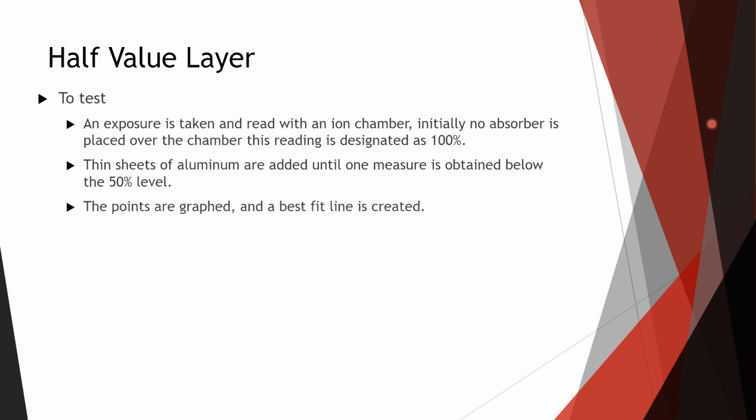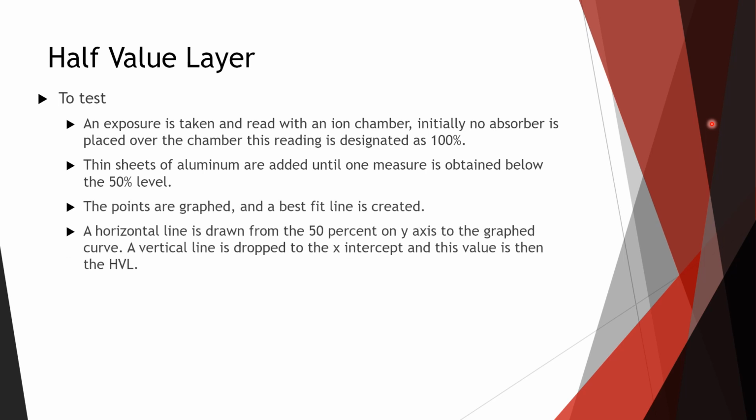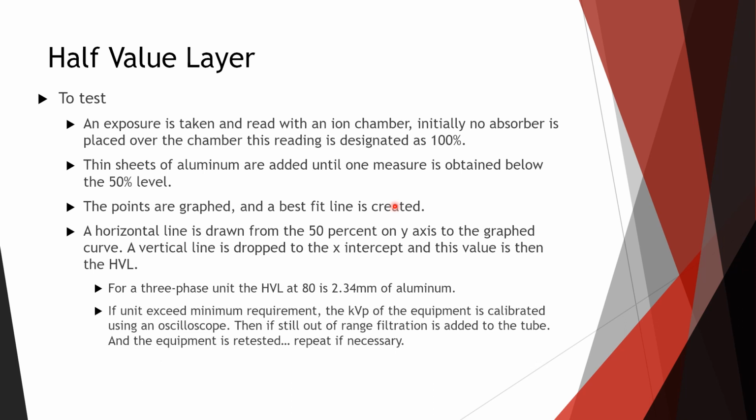The points are graphed and a best fit line is created. The horizontal line is then drawn from the 50% on the y-axis to the graphed curve. Then a vertical line is dropped from the curve to the x-axis, and whatever value that is, that's the half value layer. For a three-phase unit, the half value layer at 80 kVp is about 2.34 millimeters of aluminum.